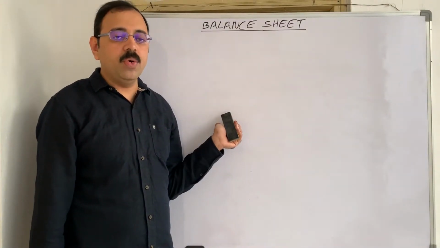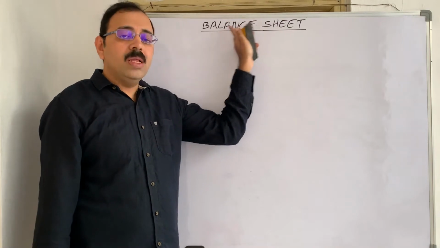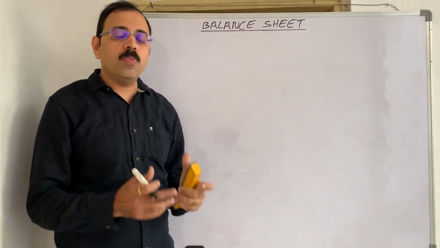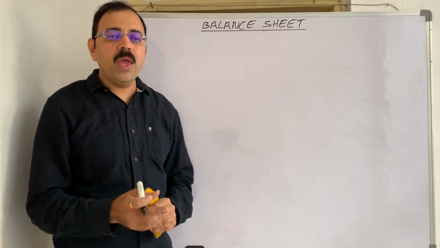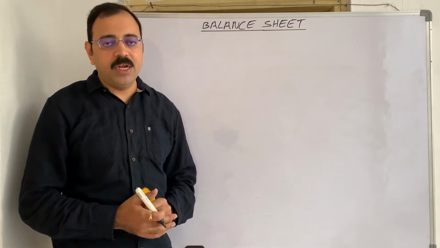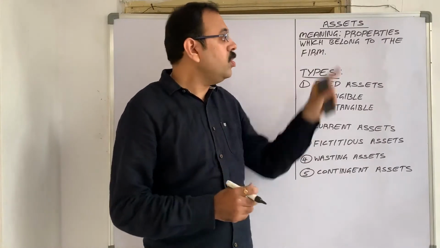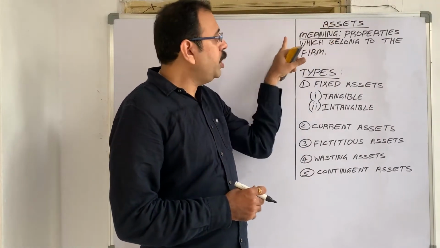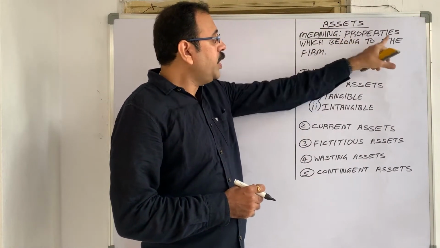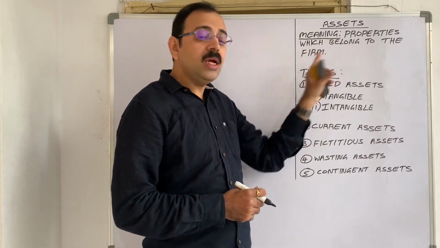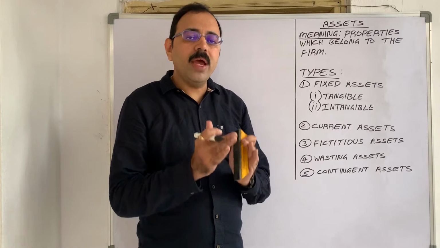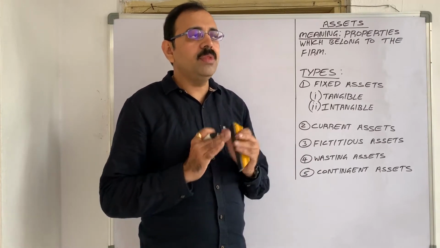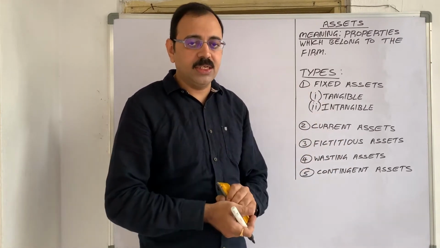In this video, I am going to explain about the balance sheet of a sole proprietorship. Before knowing about the balance sheet, you should know about assets and liabilities. First, we will see about assets. What do you mean by asset? Properties which belong to the firm. If any property is owned by a firm, that property is called an asset.